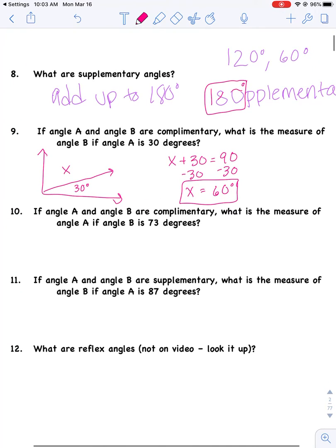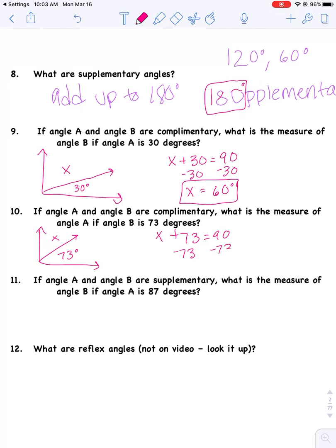All right, 10. This is the same idea. So we have this right angle. We have angle A being 73 degrees. X is the remaining. X plus 73 equals 90. Subtract 73 from both sides, and you get X equals 17 degrees. And you do put the degree symbol there because X represents an entire angle.